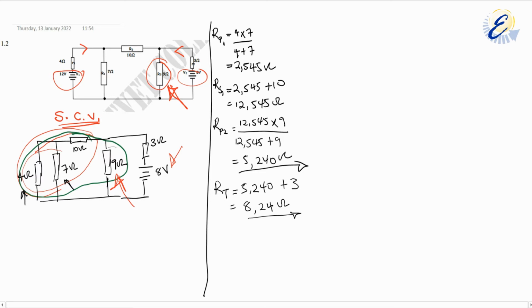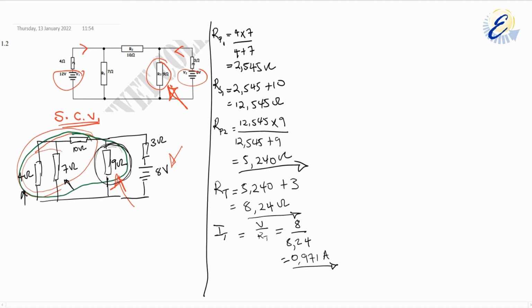The next step that we need to do is to calculate our total current. Total current is given by V over RT, and this is going to be 8 divided by 8.24. This should give us 0.971 amps. Now, after that, we need to find the current that the 9 ohms will receive.